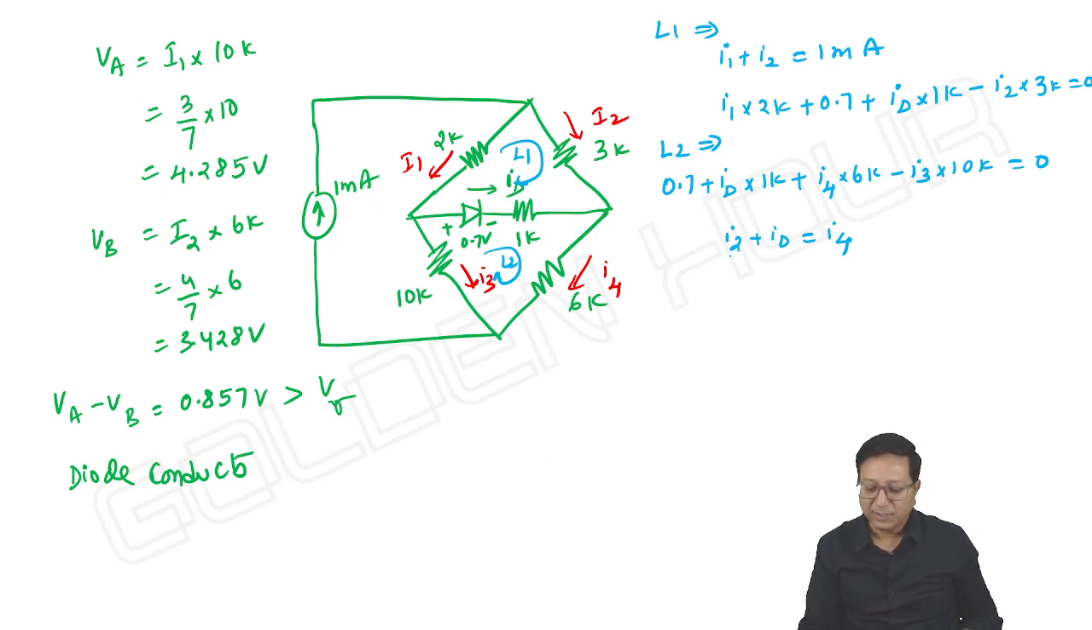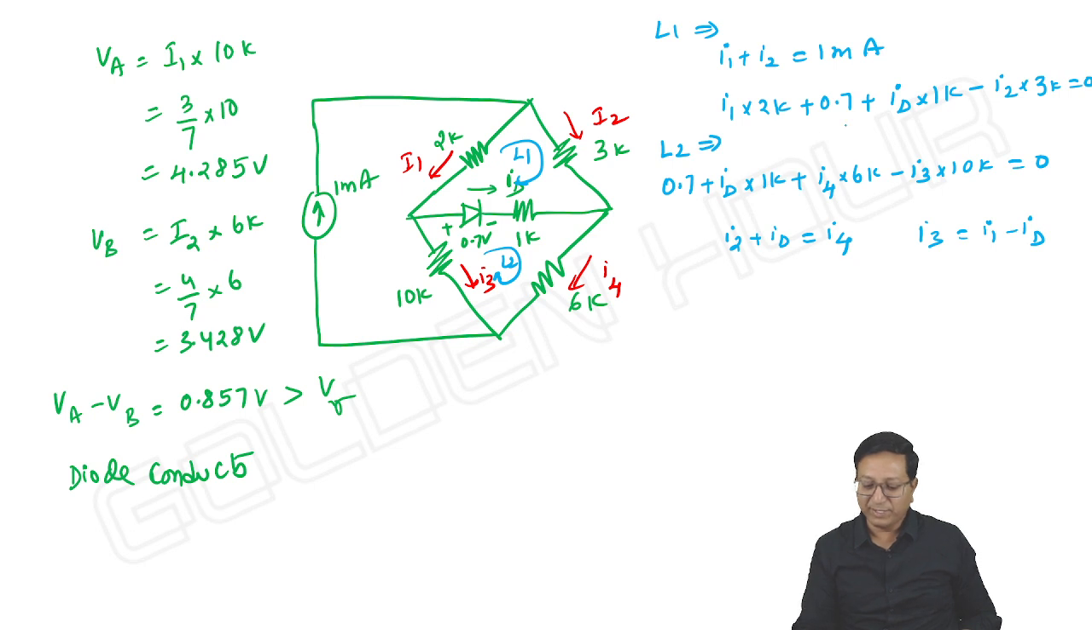What about I2? I2 is equal to 1 milliampere minus I1. So I4 is also written in terms of ID and I1. And what about I3? I3 is equal to I1 minus ID. It is a laborious process, of course. So I3 and I4 can be further written in terms of I1 and ID.